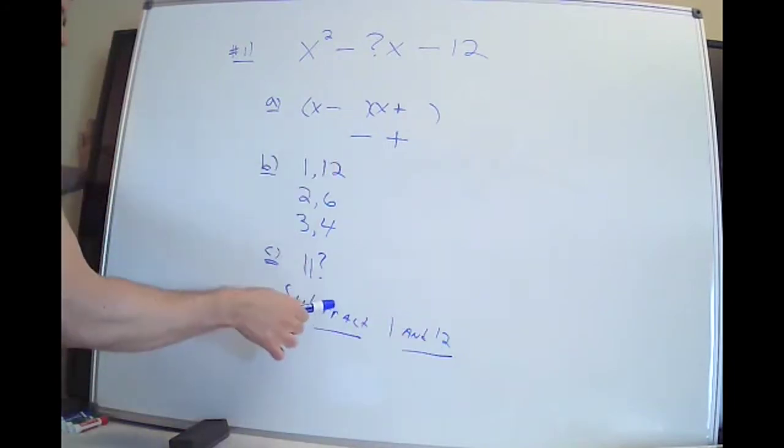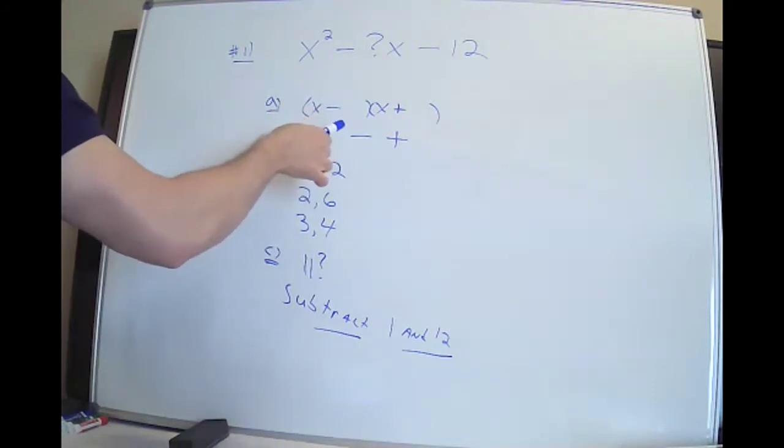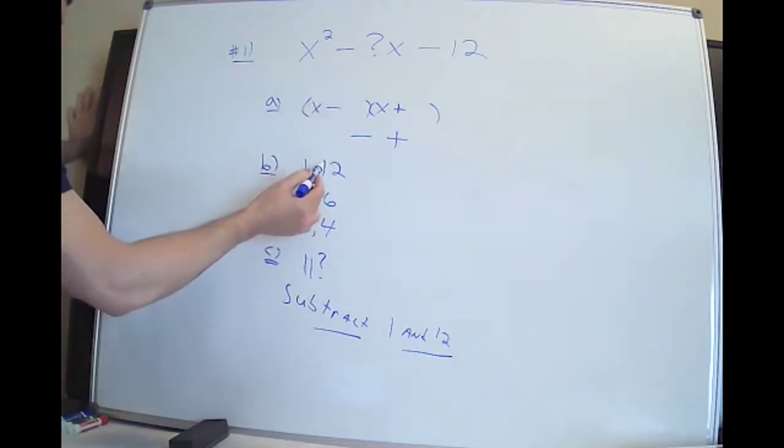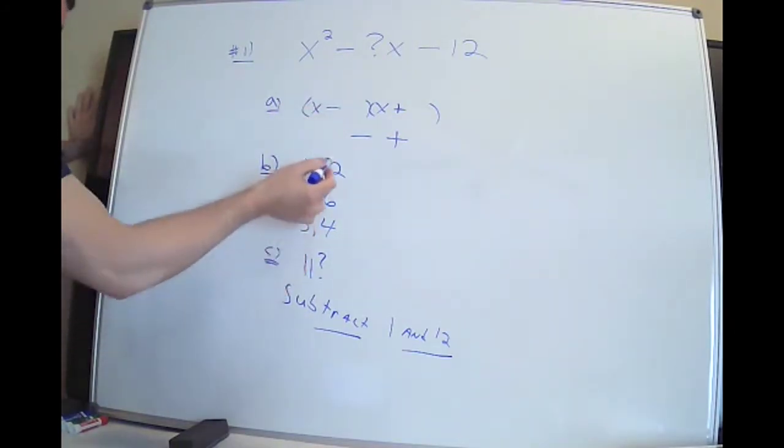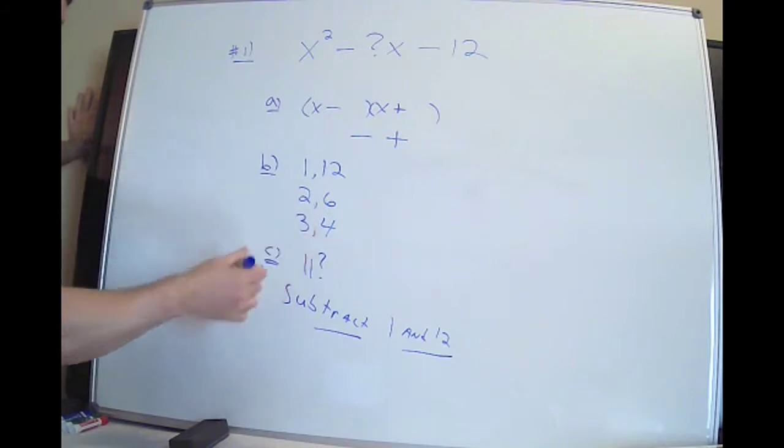The signs are different, so you subtract. If the signs were the same, I could have made a 13, an 8, and a 7. But the signs are different from each other, so you have to subtract the pairs.